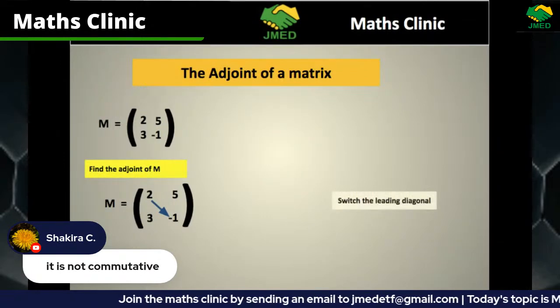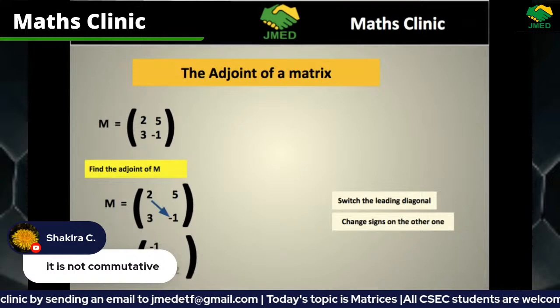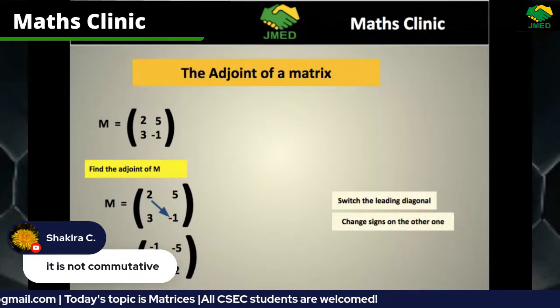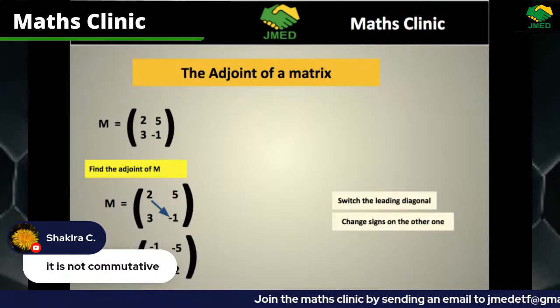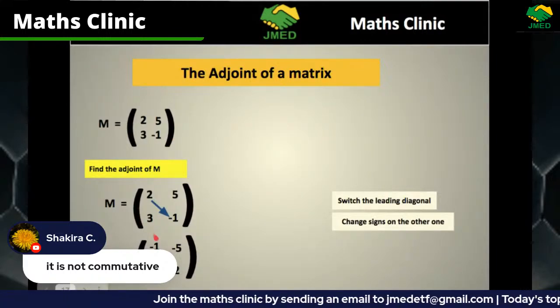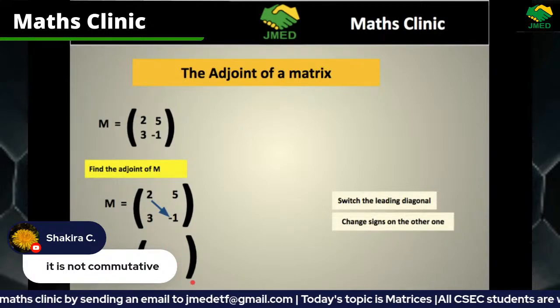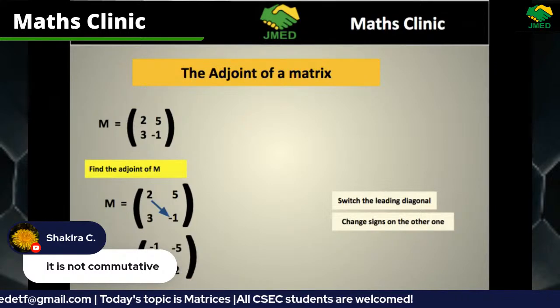So this one again, the same idea. I'll just go through this quite quickly. Switch the -1 with the 2, and then change signs along the other side. Students make mistakes on these because sometimes they forget which one to switch. So just remember that you switch the leading diagonal. When we switch, notice we're not doing anything to the signs. We're just switching. -1 goes to the top, 2 goes in the bottom, and then we change the other signs. That's the adjoint.